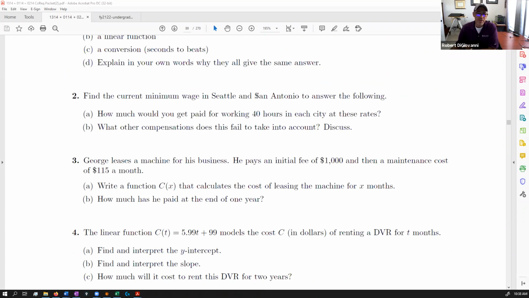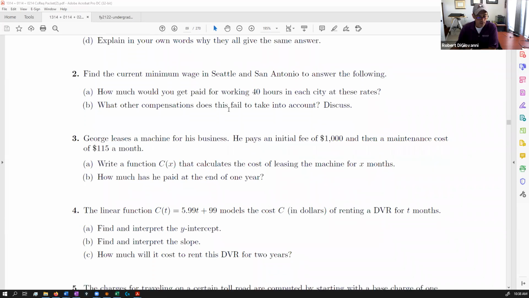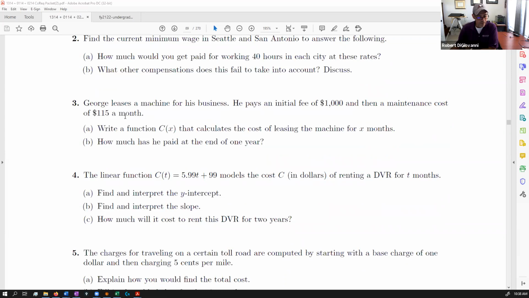So you're going to have to go on Google and look those up. We might get different answers because websites might give you different numbers here. So it says here, after you do that, how much would you get paid working 40 hours a day in each of these cities? So go ahead and do number 2. Number 3 for sure. George leases a machine for his business. He pays an initial fee of $1,000 and then a maintenance cost of $115 a month. Find the cost function. Okay, how much is he paid at the end of 1 year?